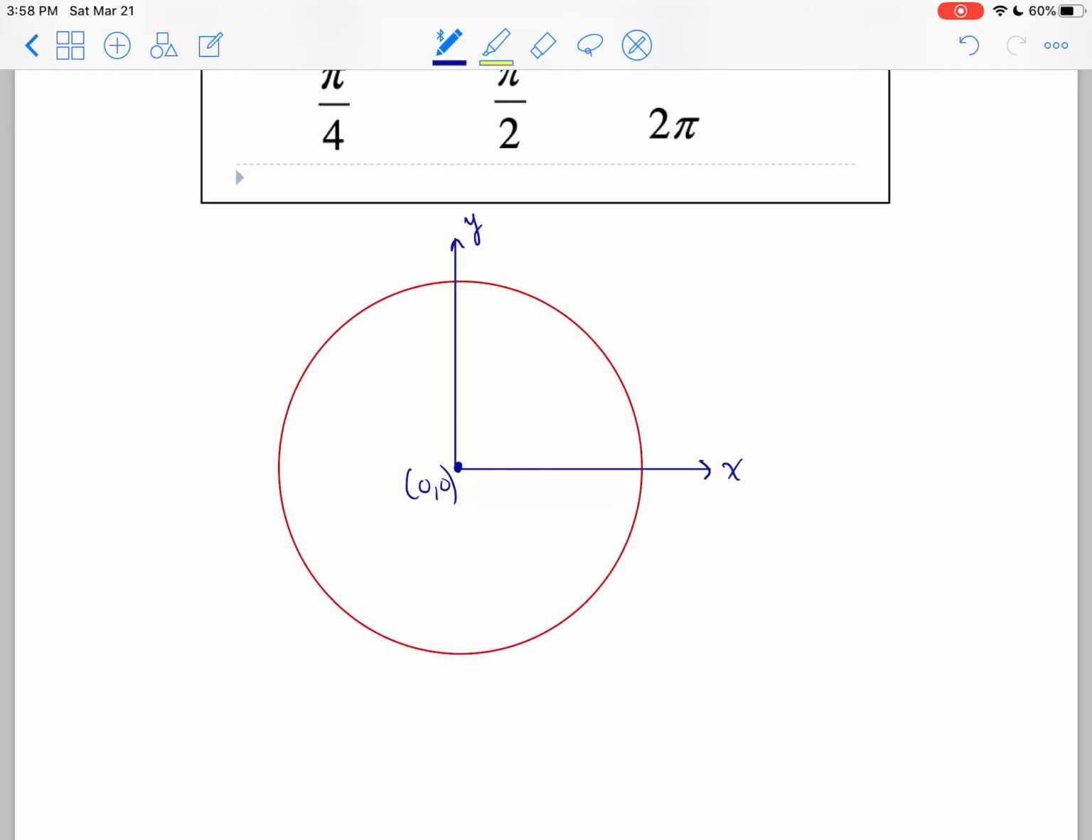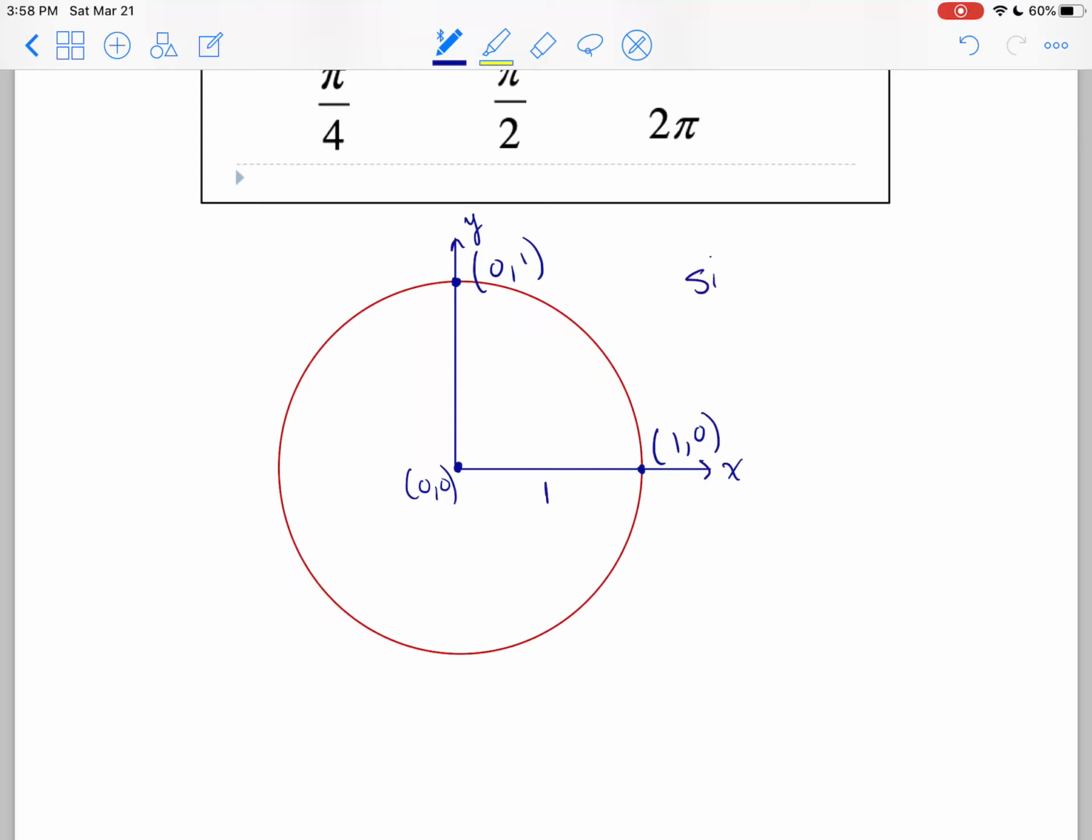So if this is a unit circle that we're talking about, then the radius has a length of 1, which means that this point right here is the point 1, 0. And this point up here, because this distance right here is still a radius, is the point 0, 1.